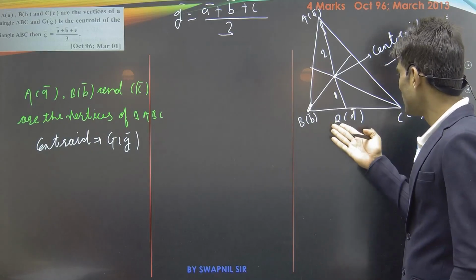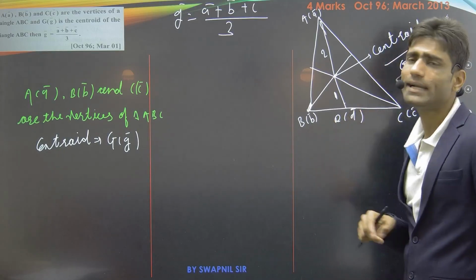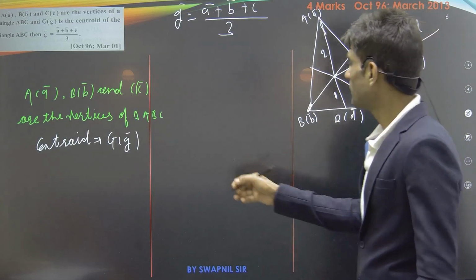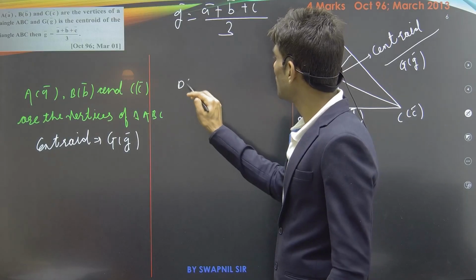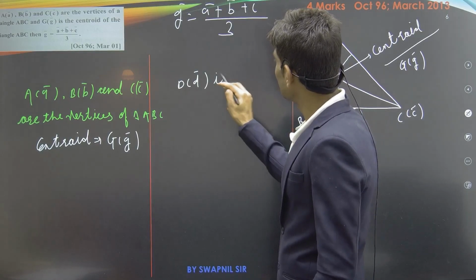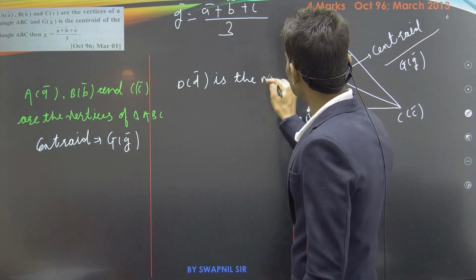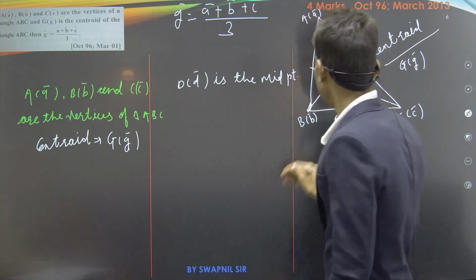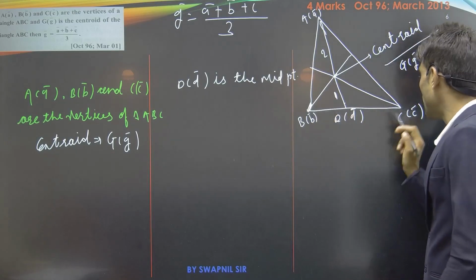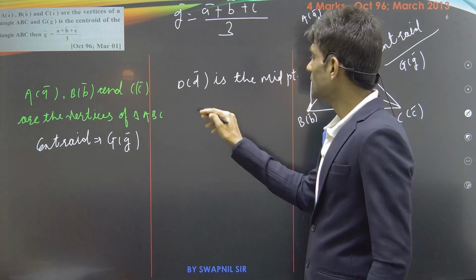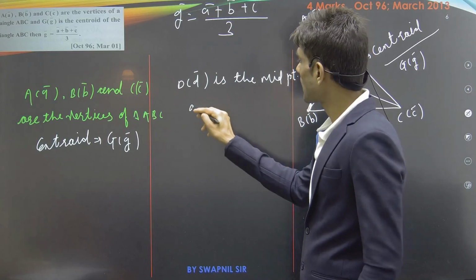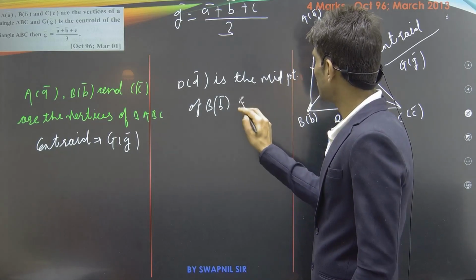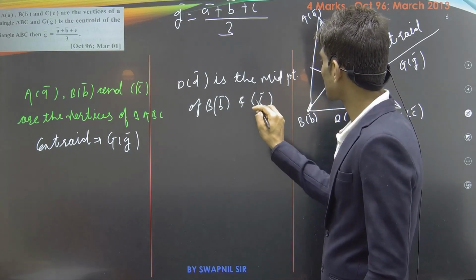Now as we can see here, it seems that D of D bar is the midpoint. But where is it the midpoint? It is the midpoint of B of B bar and C of C bar.